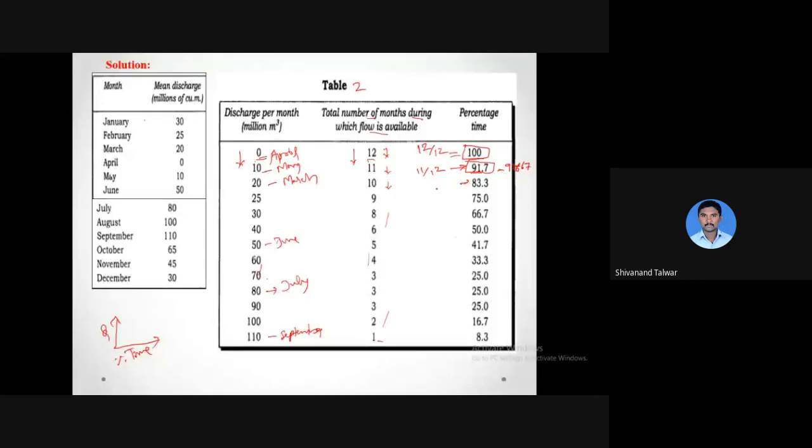10 divided by 12. Okay, 10 divided by 12 will be what? I will get 83.3%. Then same way 9 divided by 12 is 75%. Then 8 divided by 12 will give 66.67 percentage. Then same way 7 divided by 12 will give 58.